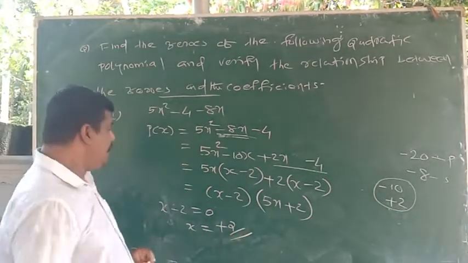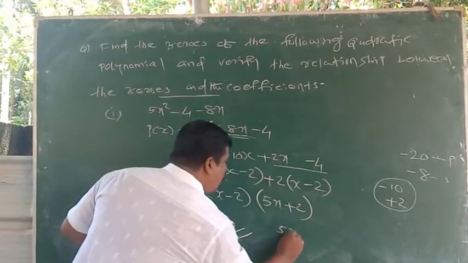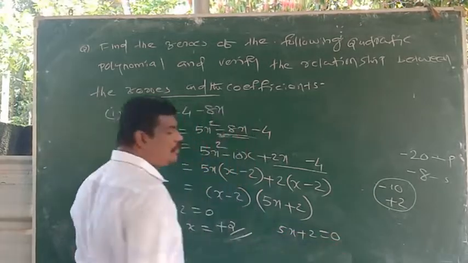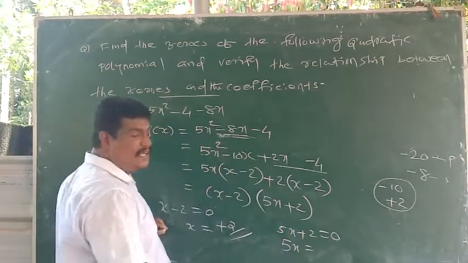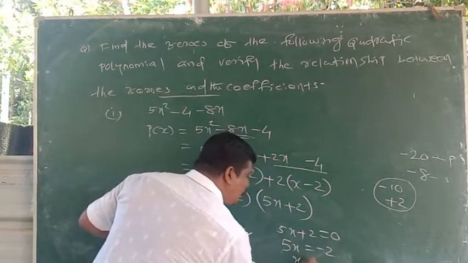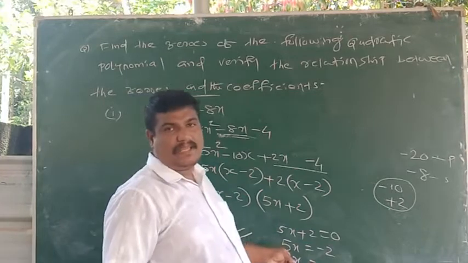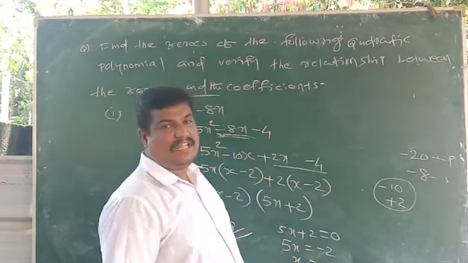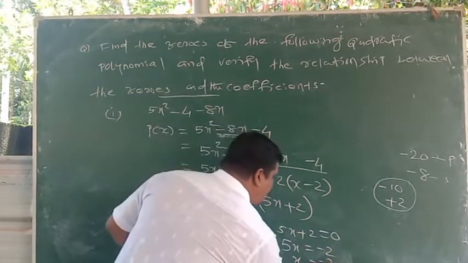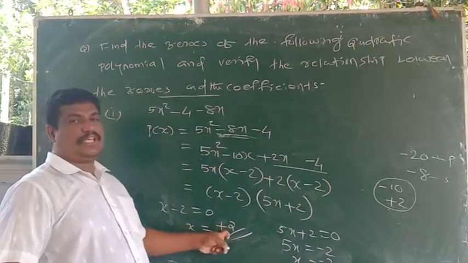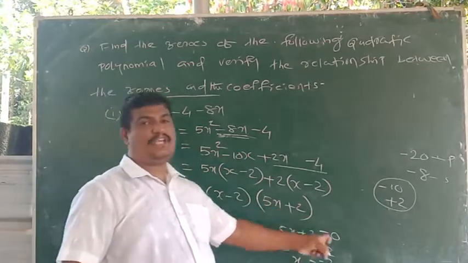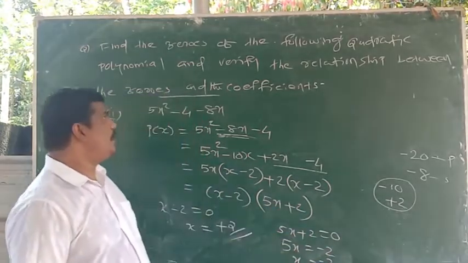Okay, clear? Next, 5x plus 2 equal to 0. 5x is equal to minus 2 right side power. X is equal to, but 5 is multiplied, right side convert division. So minus 2 divided by 5. So the 2 zeros are 2 and minus 2 by 5.